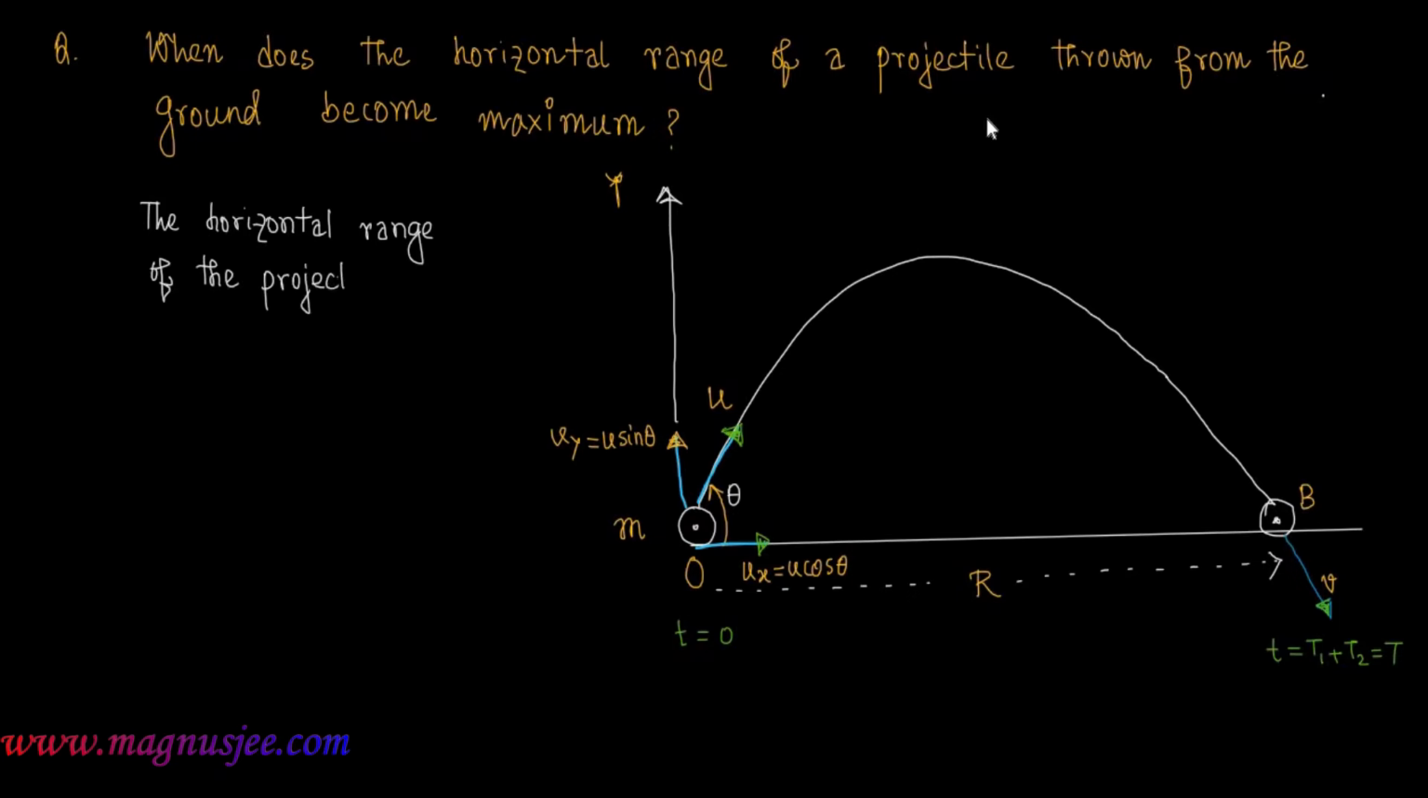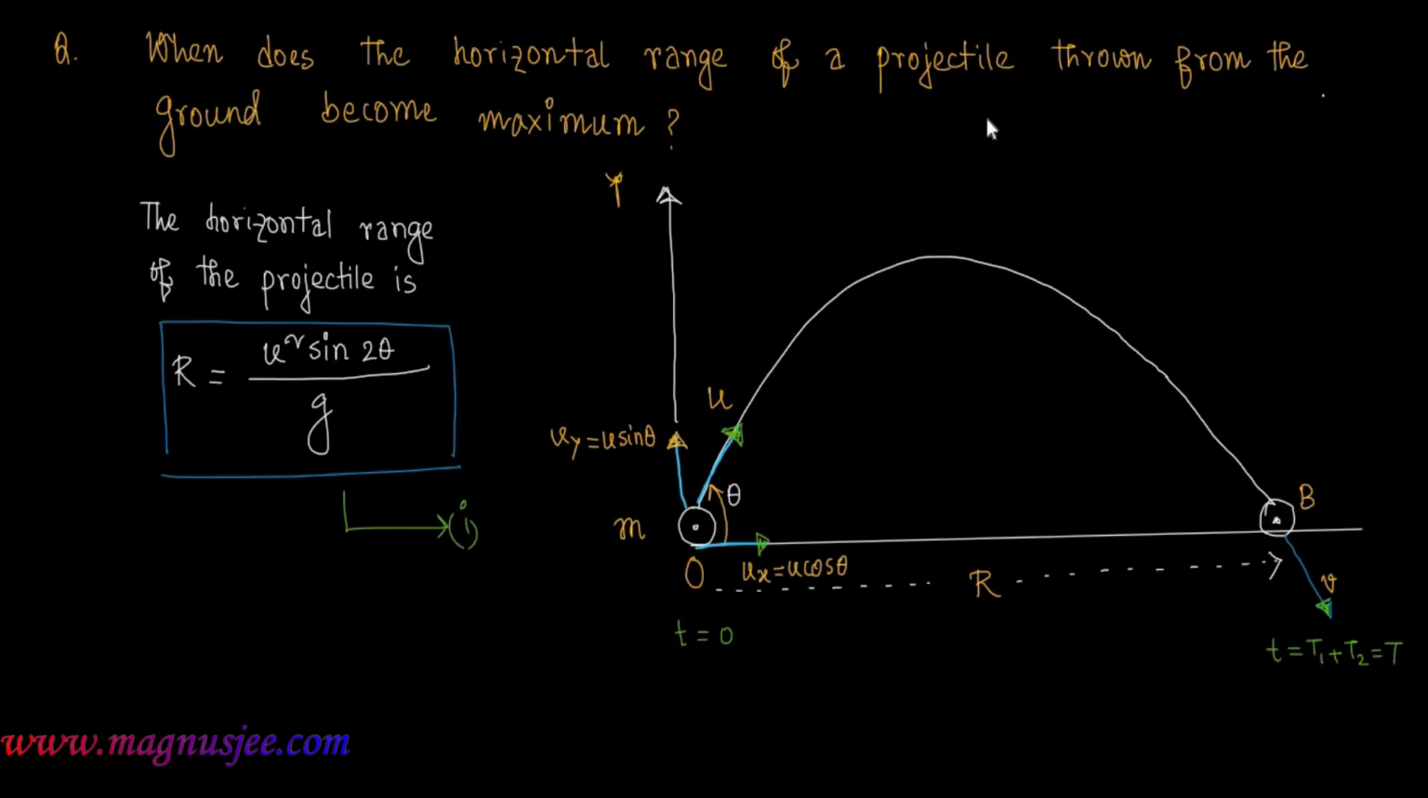The horizontal range of a projectile is given by R equal to u square sine 2 theta divided by g, which is equation 1. R is the horizontal range.